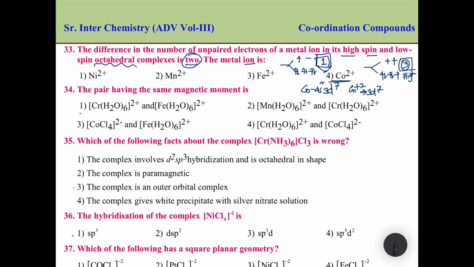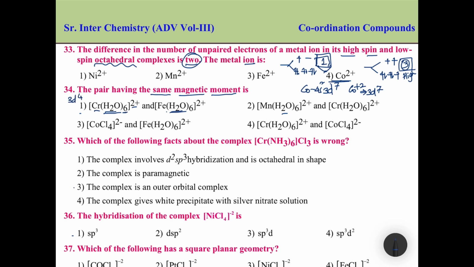Correct? Good one. The pair having same magnetic moment. Same magnetic moment means there should be the same number of unpaired electrons. See here, in both the cases, water is present as the ligand. Water is a weak field ligand. You have to check the first 2 options, then these 2 options, every option, till you get the right answer. It is a little time taking, but you need to. Chromium plus 2 configuration is there. Chromium is 4s1 3d5. Chromium plus 2 is 3d4 configuration.